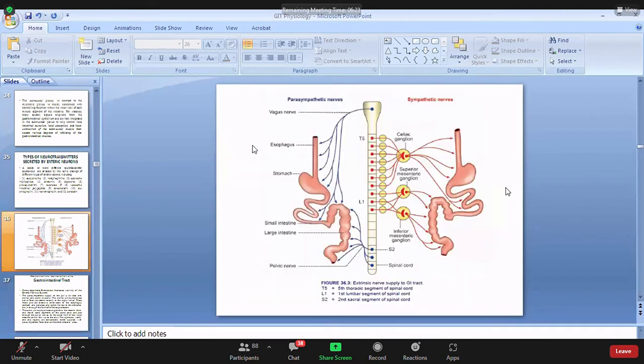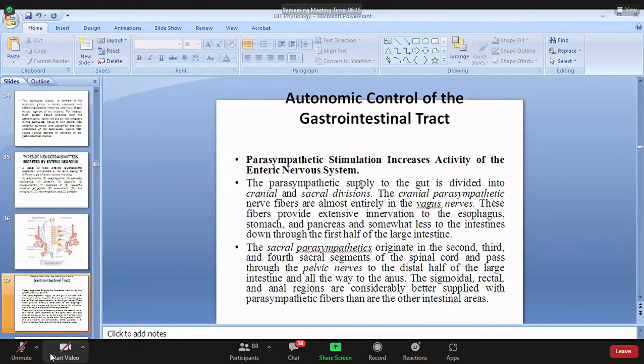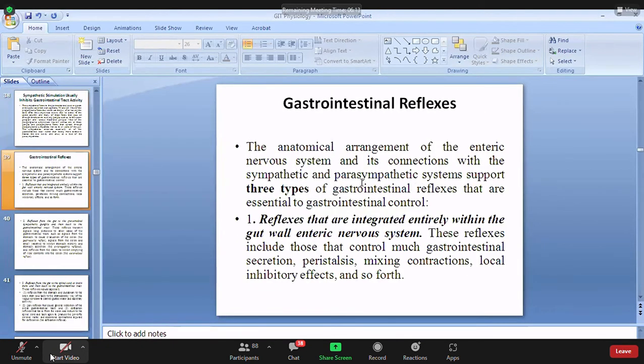এই ফিগারটা বুঝছো তো তোমরা না? তাহলে তোমরা জিআই রিফ্লেক্স গুলো you will understand if you understand this. দেখো তো, try to understand whether you can understand the GI reflexes or not. The anatomical arrangement of the enteric nervous system and its connection with the sympathetic and parasympathetic system support three types of gastrointestinal reflexes. This is one of the written questions. What are the gastrointestinal reflexes?